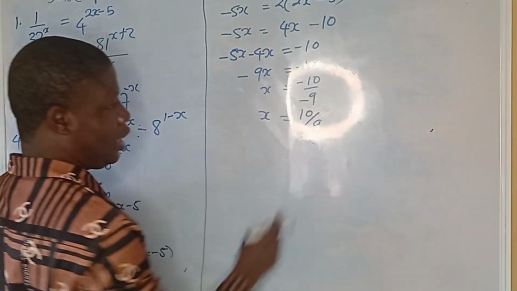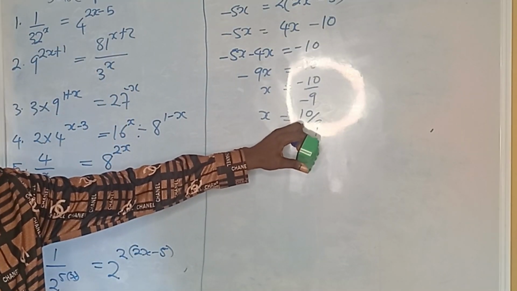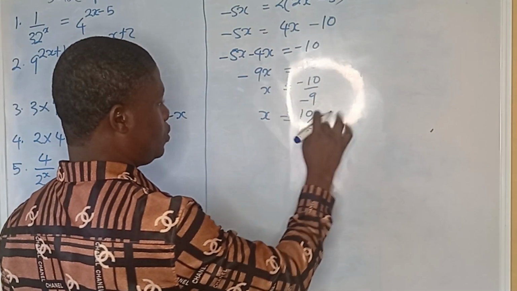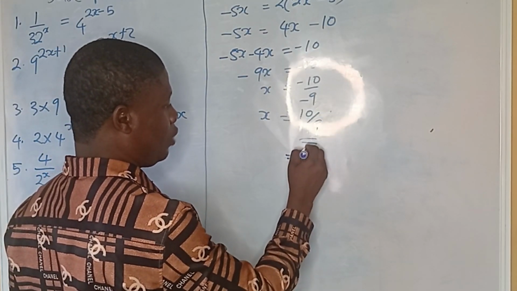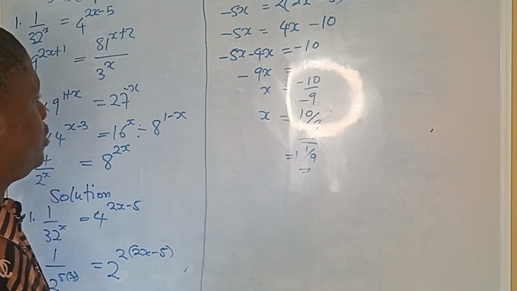So this is the answer here. But you can still divide this further and get mixed fractions. Okay, and that will give us 1 whole number 1 over 9. So this is either this or this. They are correct. They are still the same thing.